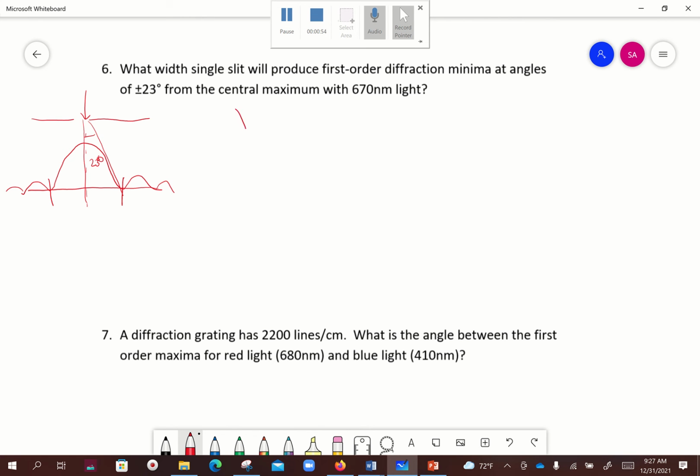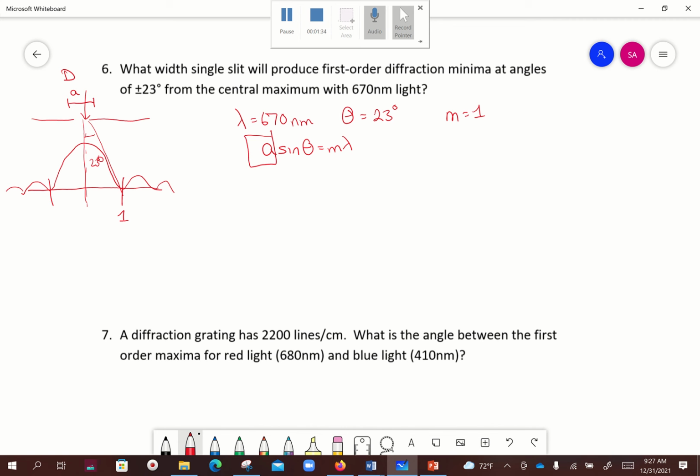So what do we know? We know we have our wavelength at 670 nanometers. We know that our theta is 23 degrees, and we've got the first minima, so the first one has an m equals 1. So what's our equation? Our equation is that the slit width, which is often given by a, a sine theta equals m lambda. Sometimes you'll see it written with a capital D for the slit width, depending on which textbook you're using. So that's my equation. And what am I trying to find? I'm trying to find a.